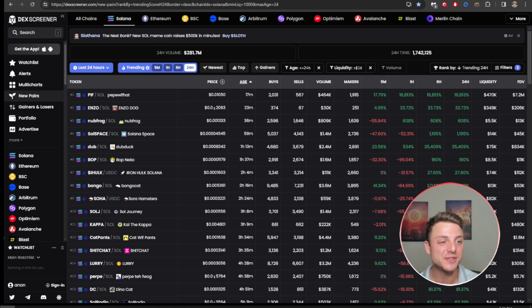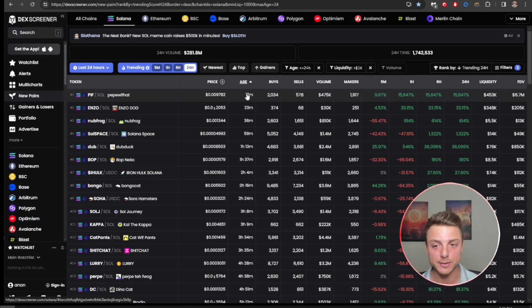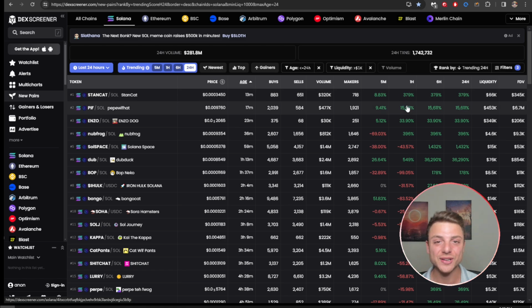Here we are on Dex Screener looking at the latest meme coins that are currently listing. Some coins literally listed just 17 minutes ago and are already up 15,000% in the market. I'm going to show you exactly how to analyze these different coins and the specific technical analysis strategy that you can use to take full advantage.